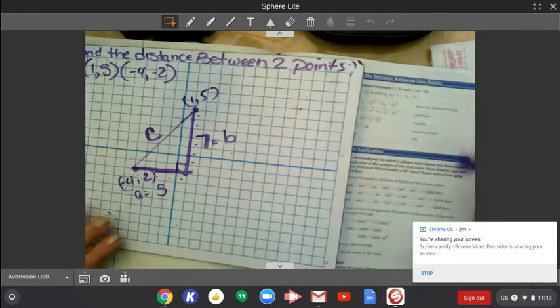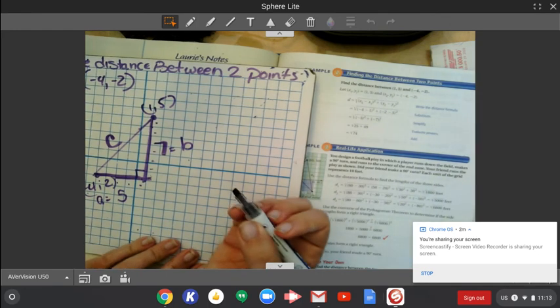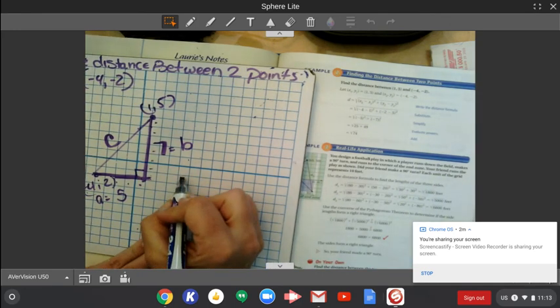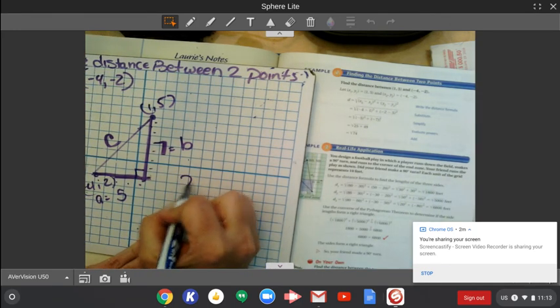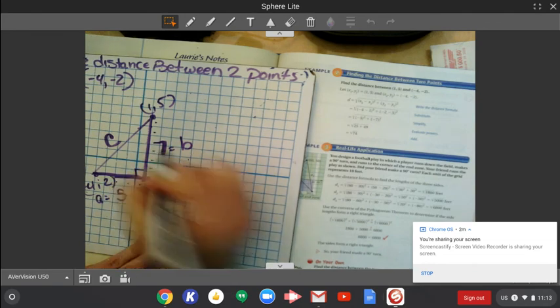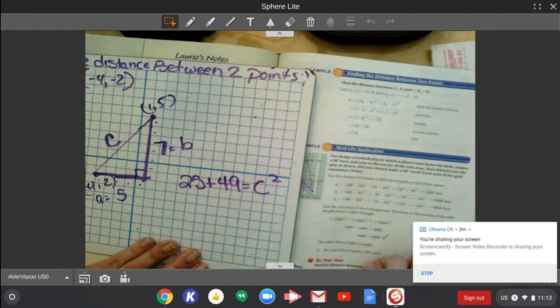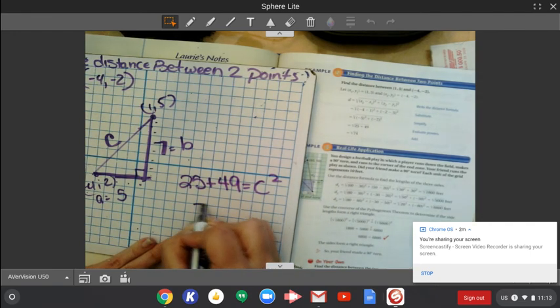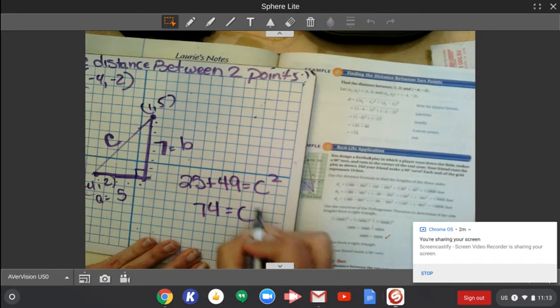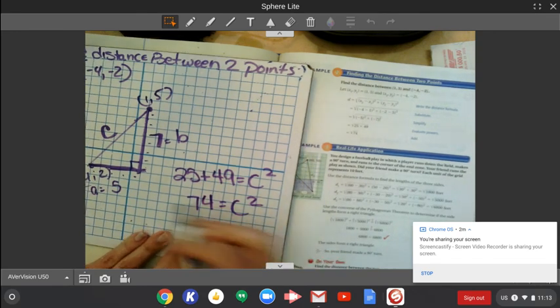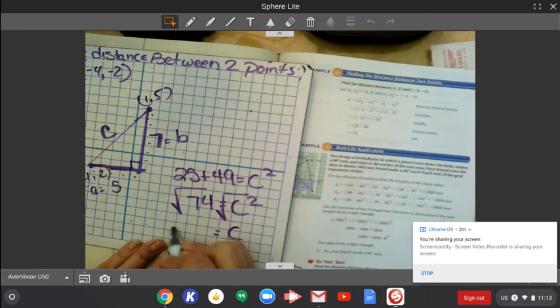between these 2 points. Okay, so using the Pythagorean theorem, I'm going to do 5 squared, which is 25. I'm going to do 7 squared, which is 49. That's going to give me C squared. And when I add 25 and 49, I get 74. And, you know, the last step in the Pythagorean theorem is to take the square root. So I'm going to get C equals the square root of 74.